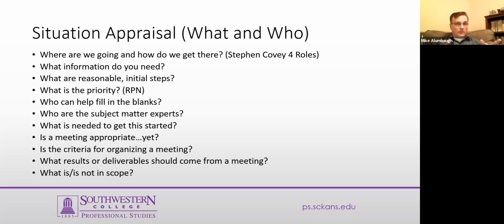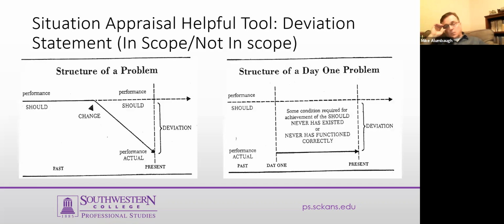If you do think you need to call a meeting, then establish the criteria, which is the third from the bottom bullet here. What's the criteria before you actually get a meeting going? What results do you want to come out of this meeting? And then lastly, what is in scope as part of this meeting and what is not? And that leads us to what we talked a lot about in the first video, which is how scope.